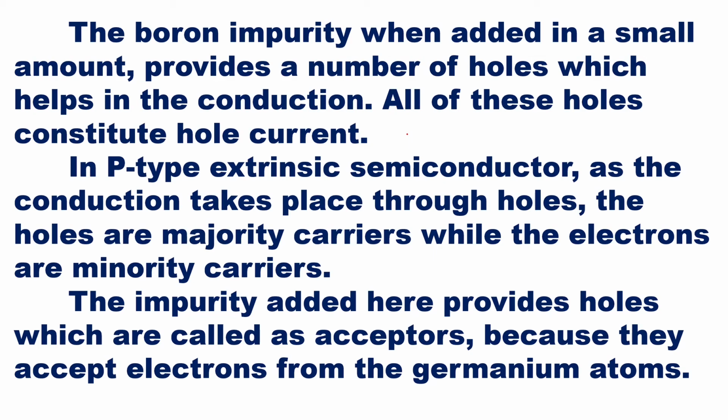In p-type extrinsic semiconductor, as the conduction takes place through holes, the holes are majority carriers while the electrons are minority carriers. Because of the doping process, we produce majority carriers as holes. And because of temperature excitation, a few covalent bonds are broken, and because of that some free electrons also arise. So the majority charge carriers constituting the flow of current are holes, and minority charge carriers are electrons. The impurity added here provides holes which are called acceptors because they accept electrons from the germanium atom.